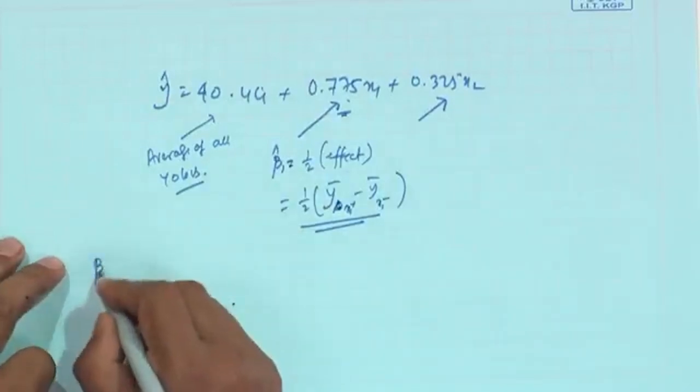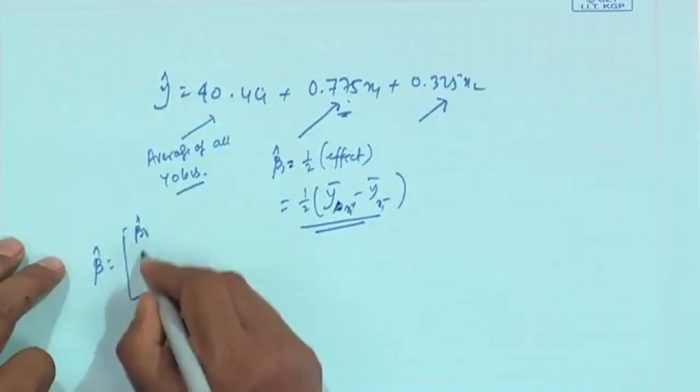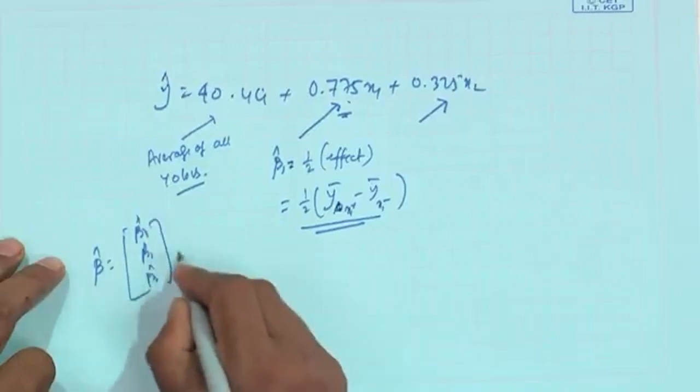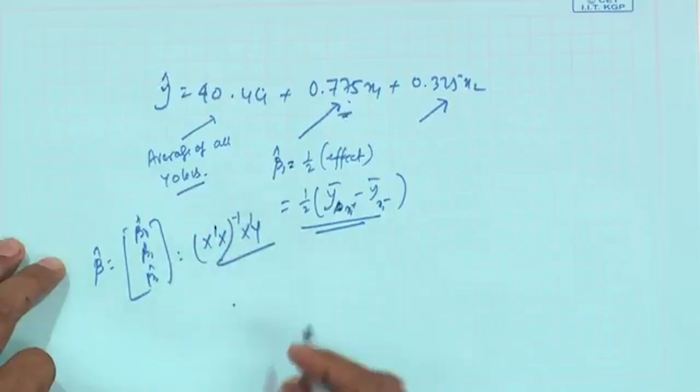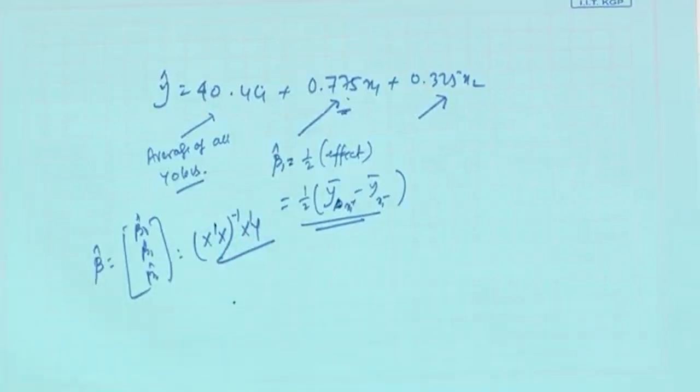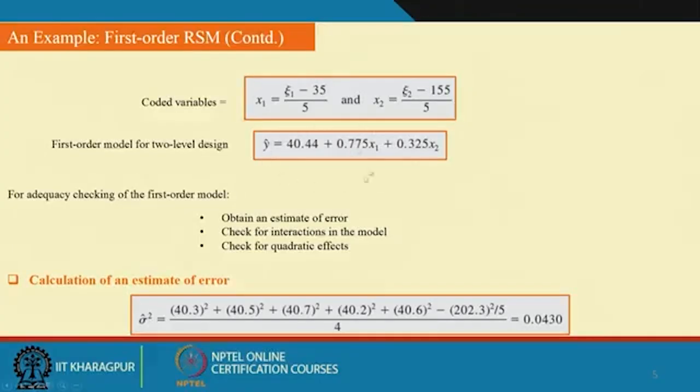The other way is to create beta cap, equal to beta 0 cap, beta 1 cap, beta 2 cap, straight away going for regression: x transpose x inverse x transpose y, where the data are given in the previous slide. Now, this is the first order model you have fit. So, y cap is the expected value of y for different combinations of x 1 and x 2. What you have to do now is check whether the first order model is really fitted at this current operating condition or not.